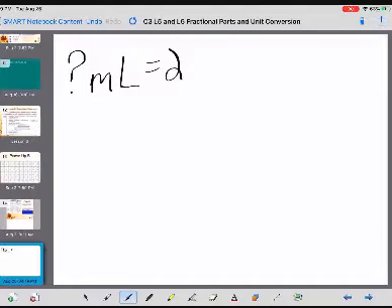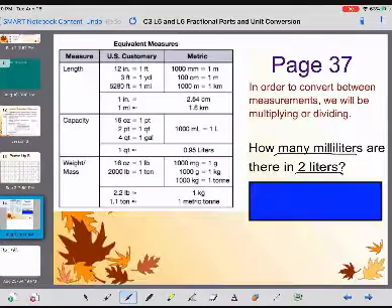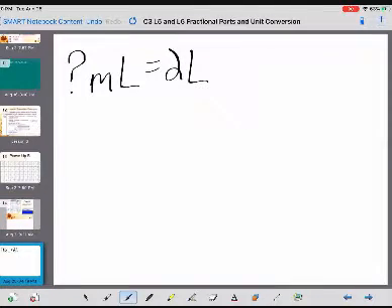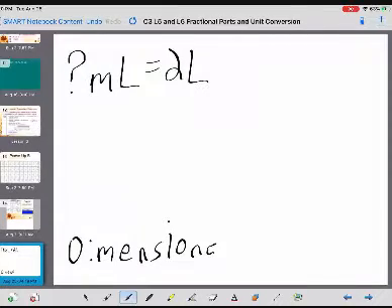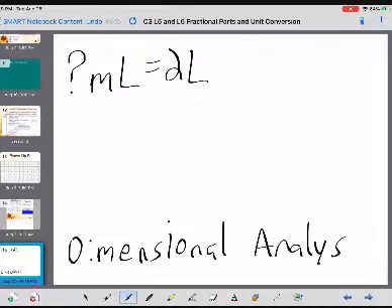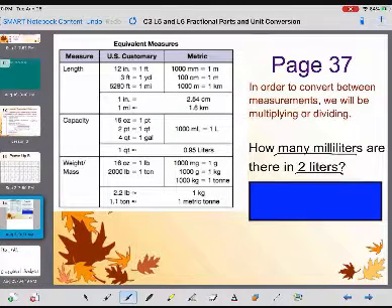Perfect. All right, so dimensional analysis is what we call this method that I'm going over. So I'll just write it down here. So this is dimensional analysis. So what I'm going to do here is see in my table where can we go from milliliters to liters. All right, and so what we see is right here. There's 1,000 milliliters in 1 liter.